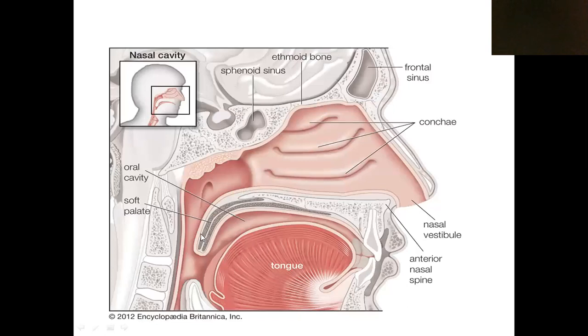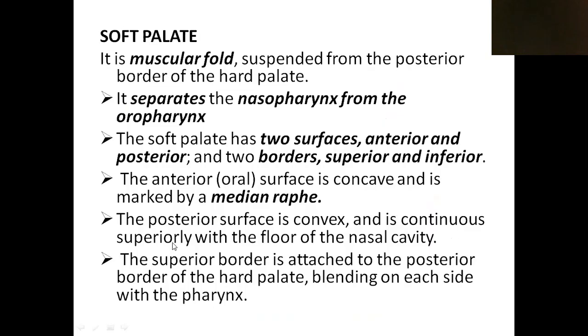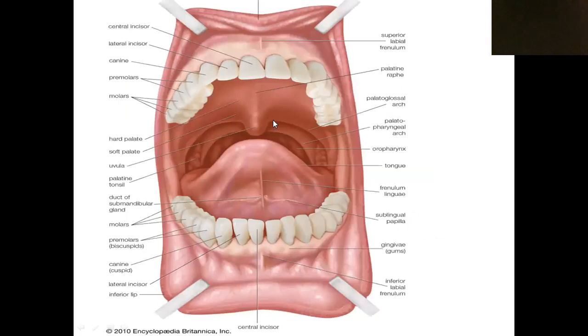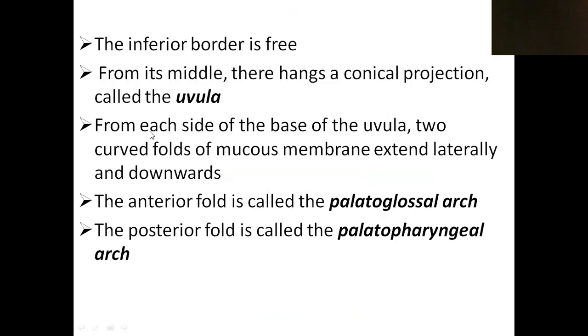The posterior surface is convex. The tip of the cursor is on the posterior surface. So, posterior surface and anterior surface, then superior border and inferior border. In the middle of the inferior border there is a conical projection. That is the uvula. I already showed you this projection.